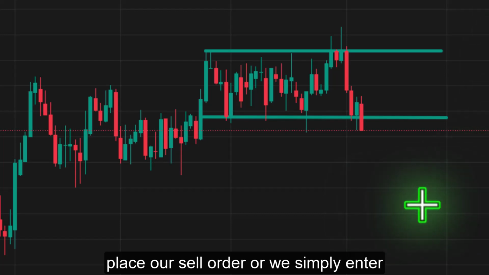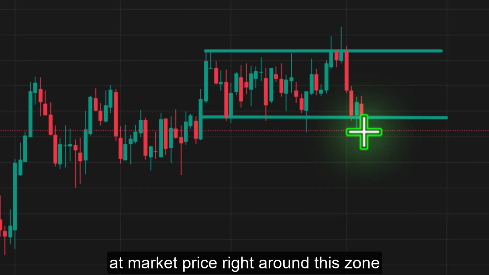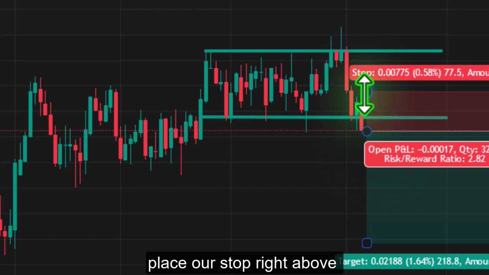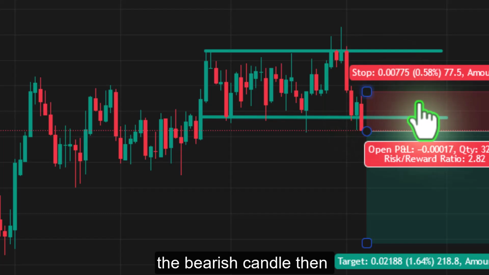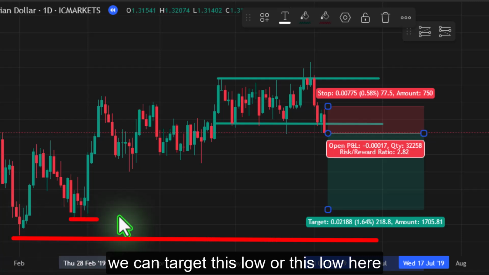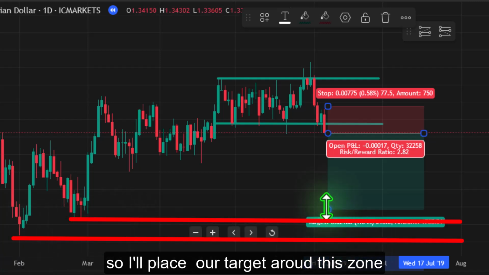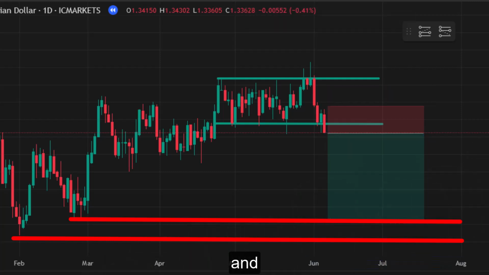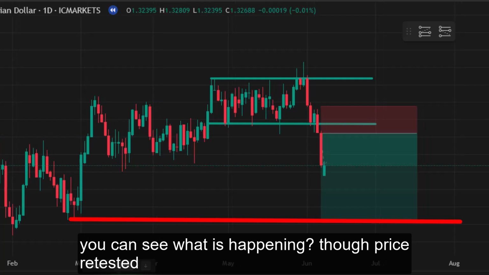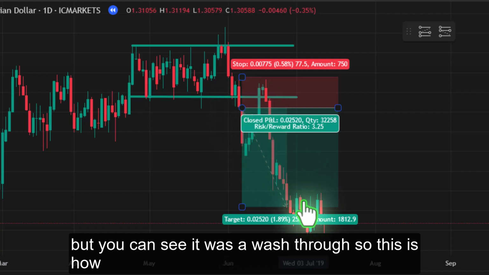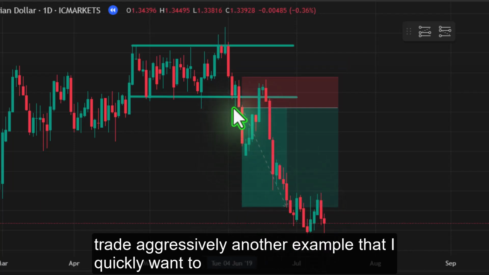What we'll do is place our sell order, or we simply enter at market price right around this zone, and we place our stop right above the bearish candle. Then our target, we can target this low or this low here. So I'll place our target around this zone, and you can see what is happening. Though price retested it, you can see it was a wash through. So this is how you trade aggressively.